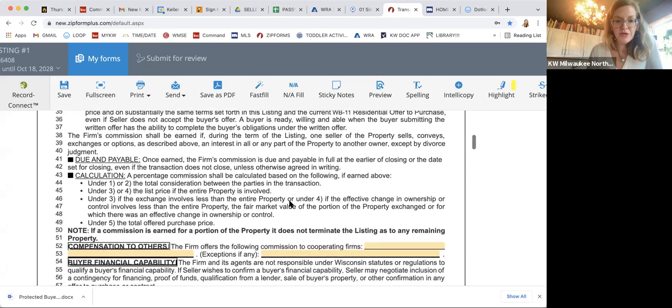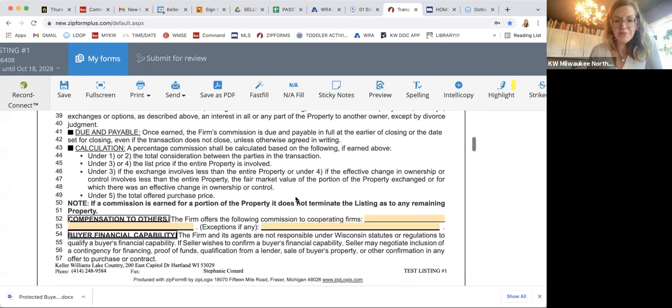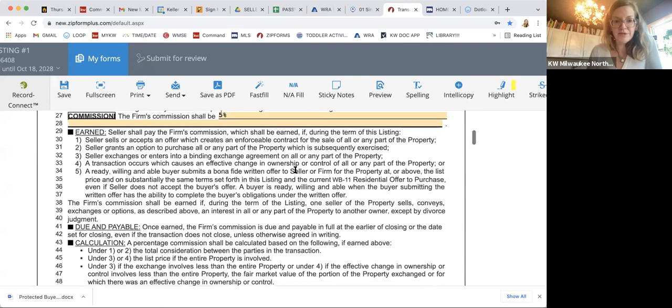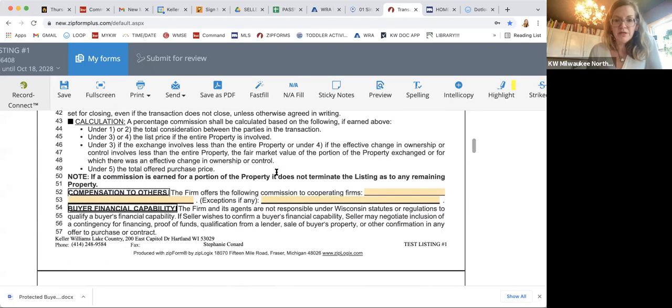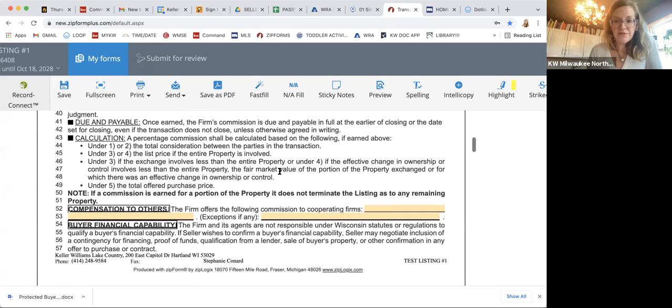Due and payable. So once earned, the firm's commission is due and payable in full at the earlier of closing or the date set for closing, even if the transaction does not close. So if we were to enforce that commission earned and it does not close, we would be owed that commission on the day set for closing, even if it does not close.